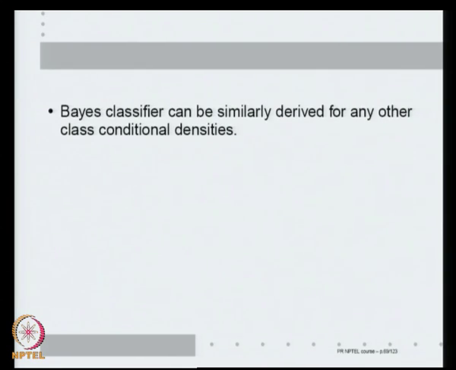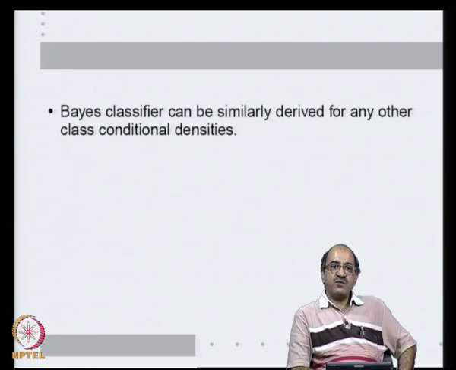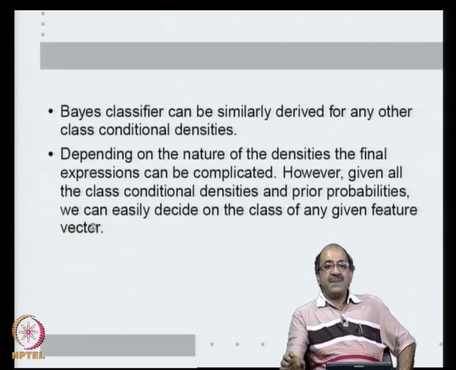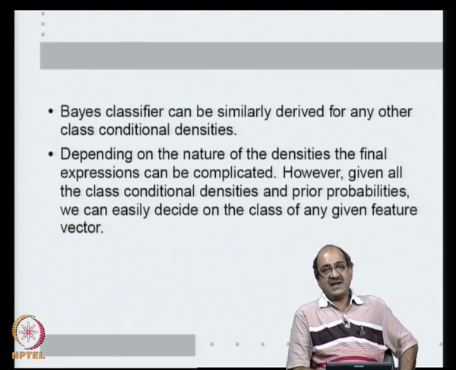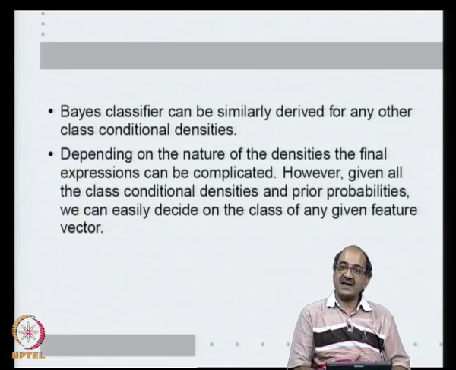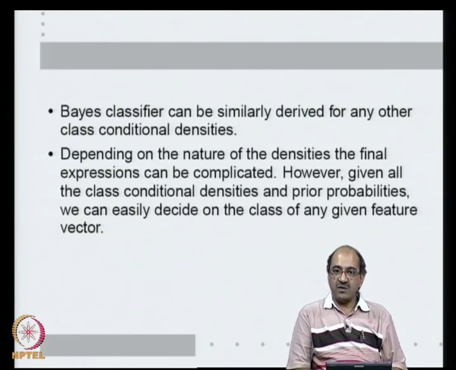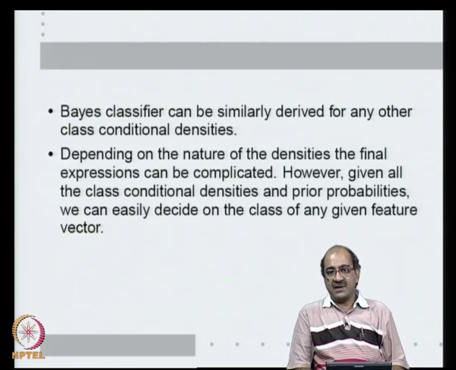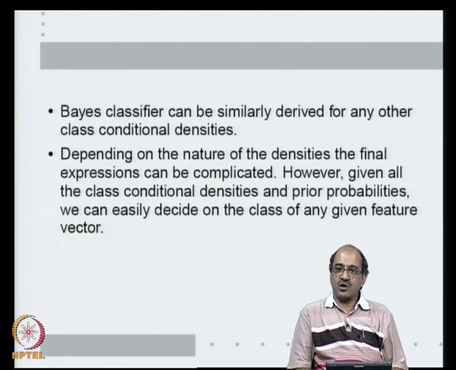So, the Bayes classifier in the same way can be derived for many other class conditional densities. Okay. Later on maybe you will see a few more examples, but I hope the basic method is clear now. Depending on the nature of the densities, the final expression can be complicated. Of course, here they are exponentials. So, when I take ln, everything turned out to be just a quadratic form. With some other density, maybe some of the expressions can become a little more complicated.